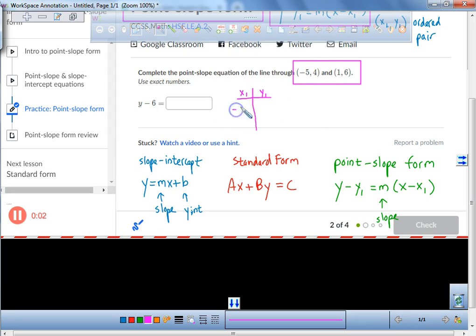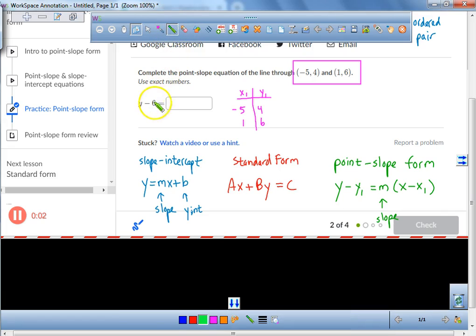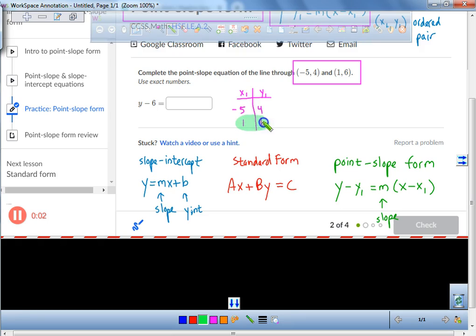Your first ordered pair is a -5 and a 4. The next ordered pair is a 1 and a 6. So please write the ordered pairs right there. Does everybody see, in this particular problem, does everybody see this y minus 6 right here? That y minus 6 lets us know that we are going to be using these two. This is the ordered pair that we're going to be using.